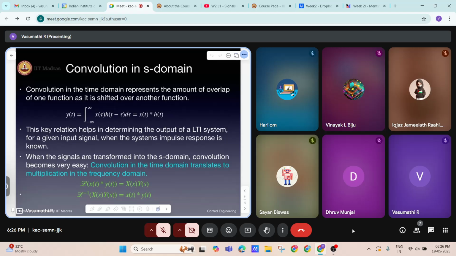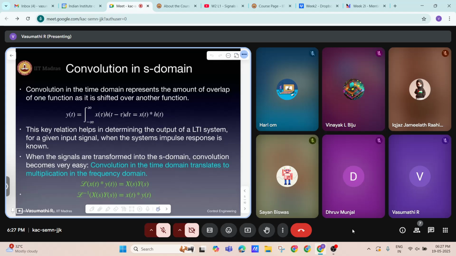Convolution in the time domain is a multiplication in the S domain, right? Instead of doing all the shifting and scaling, in the S domain we will just multiply two signals. That's it. That's how simple and easy it is, just like in the frequency domain.